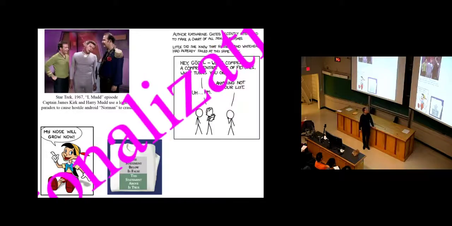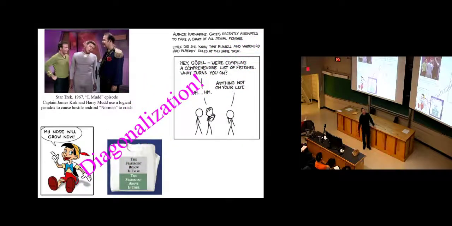For the Trekkies in the crowd, that's how Captain Kirk once defeated the evil android, by giving him Russell's paradox, saying, "I am lying." And then smoke started coming out of his head. How many even know what I'm talking about, by the way? Star Trek? Okay, anyway, your mileage may vary, but I think that was cute.